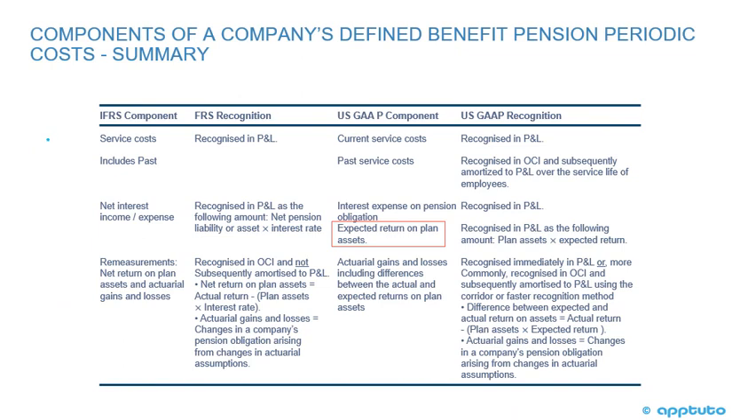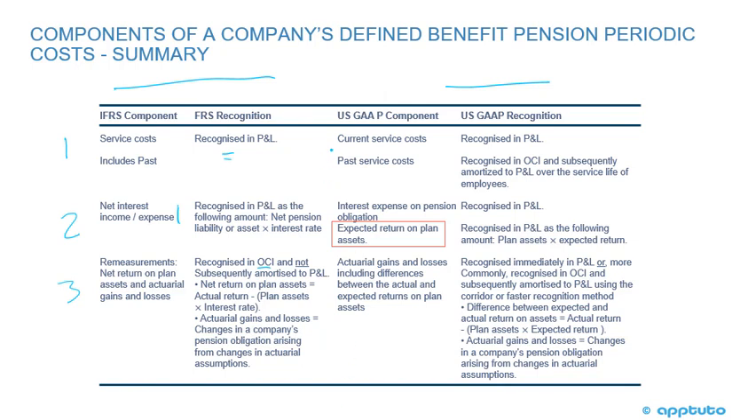So here's just the components of a company's defined benefit periodic pension costs, and it's a summary. So here we have the IFRS, and here we have the US GAAP. So as I mentioned, under IFRS, there's 3 items that we're looking at. The service costs includes past, recognized in the P&L. Then we have the net interest income or expense, also recognized in the P&L. Okay, and then we have remeasurements, net return on plan assets and actuarial gains and losses. And as I mentioned, that is recognized in the other comprehensive income.